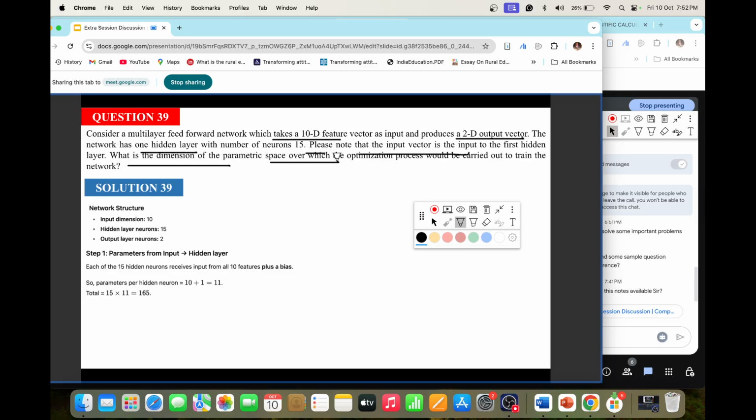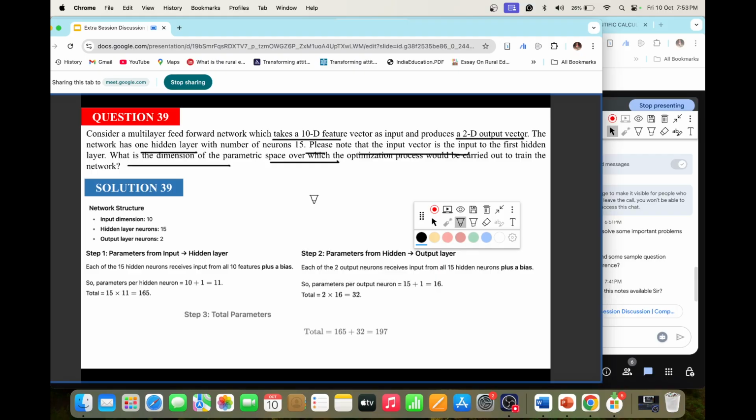So the dimension of the parametric space is very easy: 10 into 15, that is 150, and 15 into 2, that is 30, so 180. Here 10 into 15 is first, and then 15 into 2 is last, plus the biases. By this you can easily calculate the total number of parameters. So that is 150 plus 30, and that is weights.